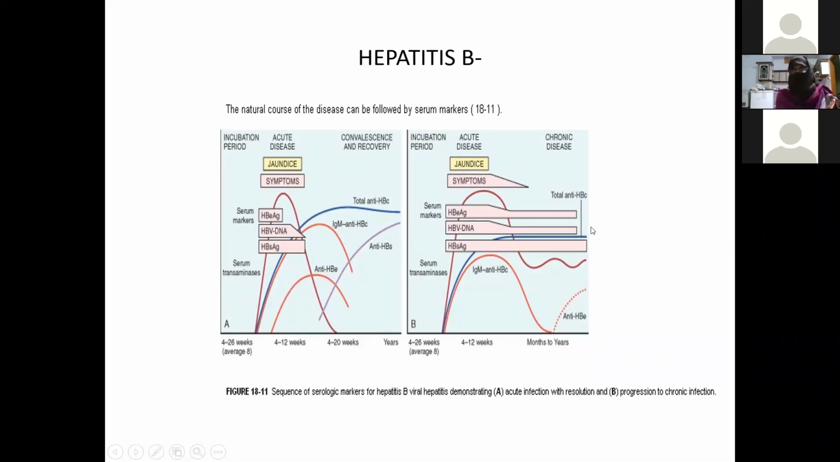Okay, I simply repeat it again. What is graph A? Graph A is from a patient who has developed infection and come out of it. And the other one is of a patient who has developed chronic hepatitis. Again, the first stage, when the patient becomes symptomatic. How do we come to know that the patient has become symptomatic? Jaundice is there, which is the hallmark of liver disease.